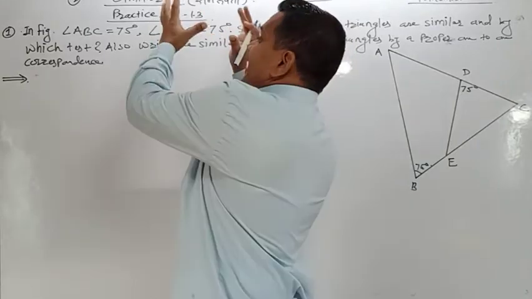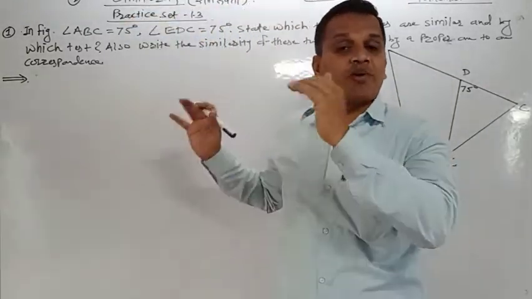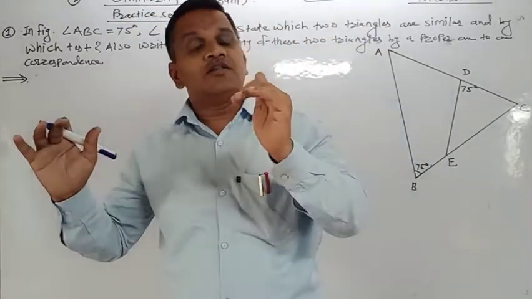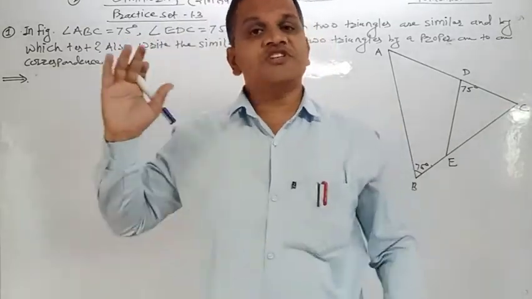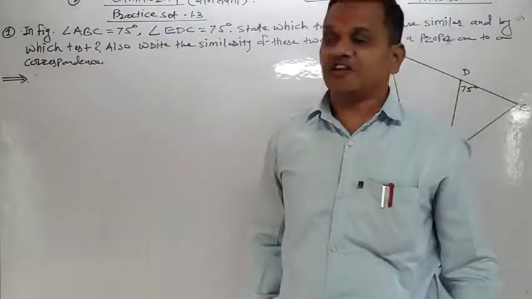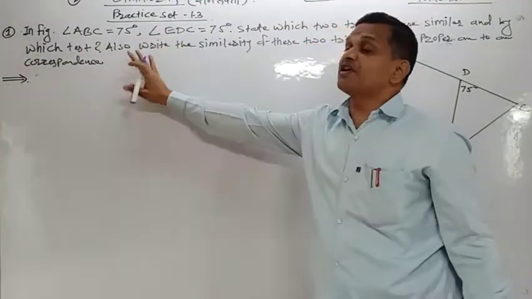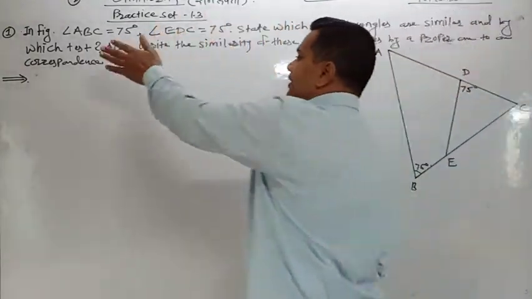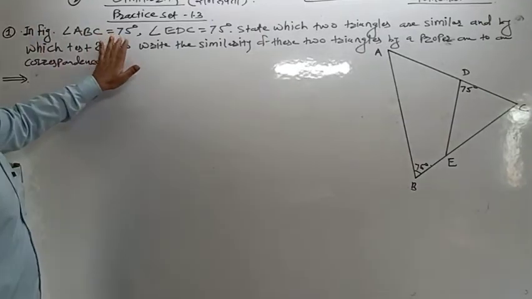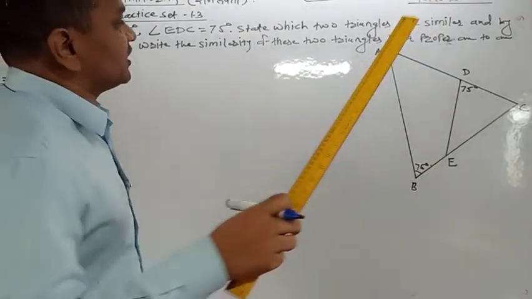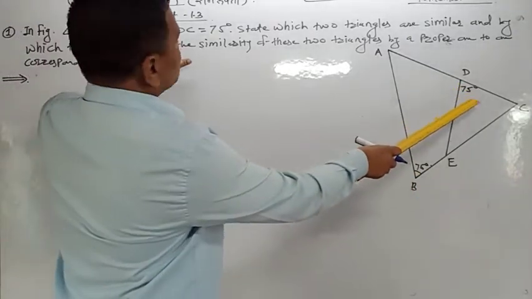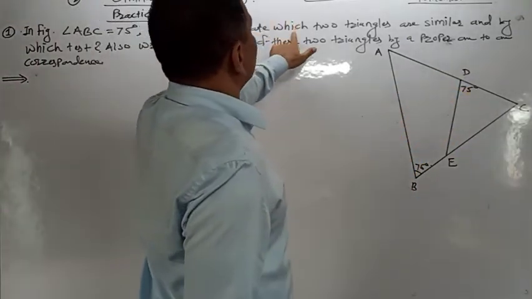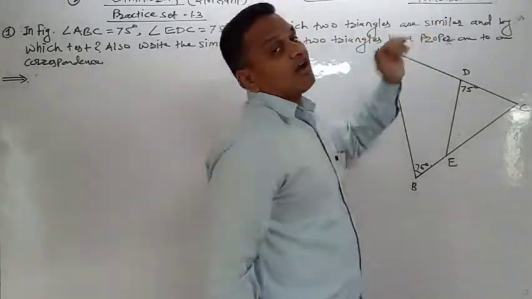Now in this practice set 1.3 there are problems on the tests of similarity of two triangles. Now we shall study practice set 1.3. What is there in the first problem? In the figure, angle ABC is equal to 75 degrees. Angle EDC is equal to 75 degrees. State which two triangles are similar.